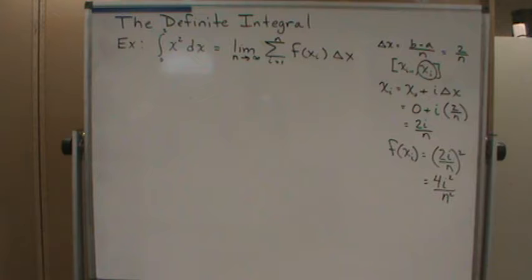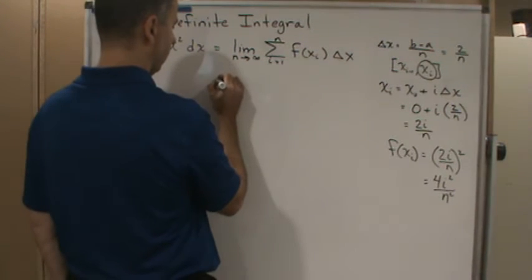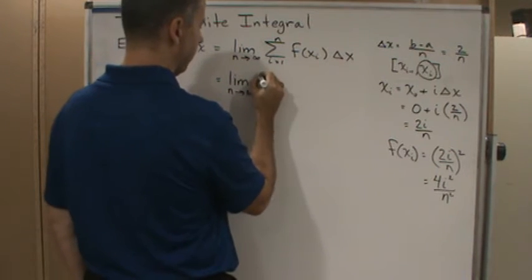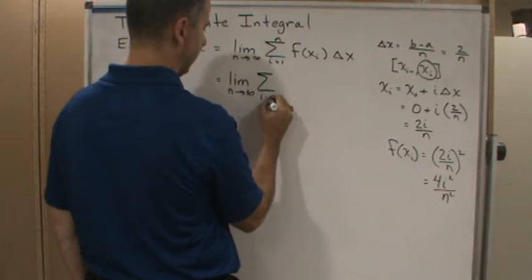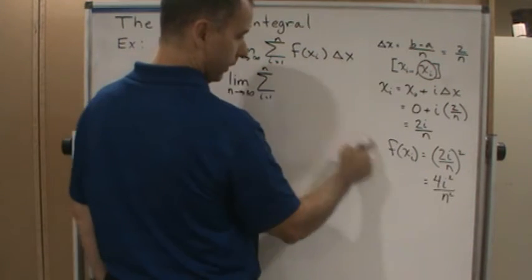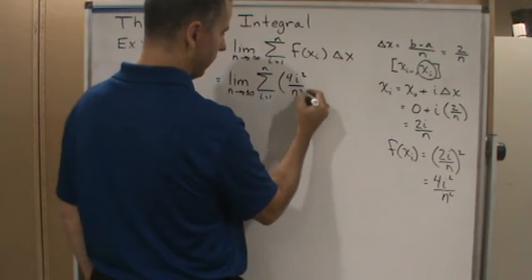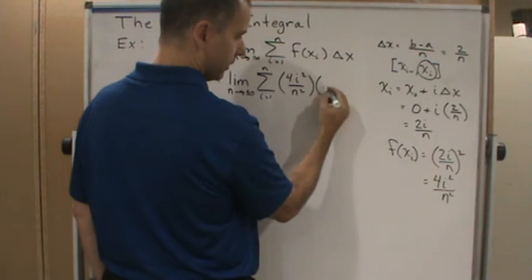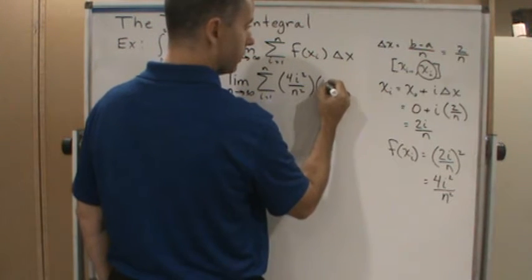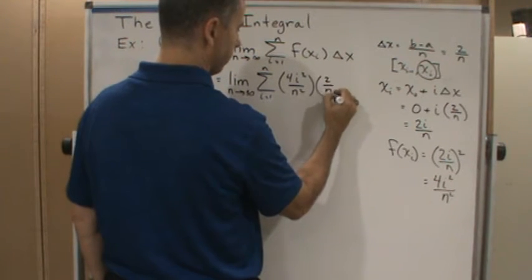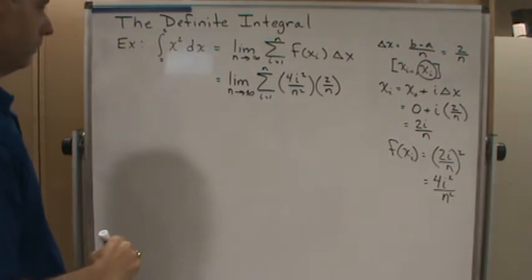Okay, we've got delta x, and so now let's put it together with the summation. So now this is going to equal the limit as n approaches infinity of the summation of i equals 1 to n of this, 4i squared over n squared times delta x, which is 2 over n.